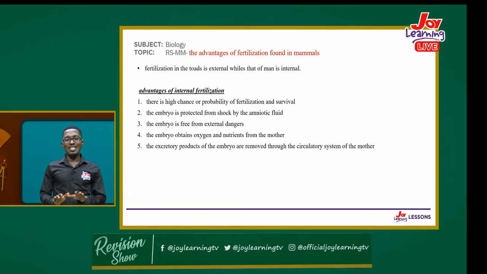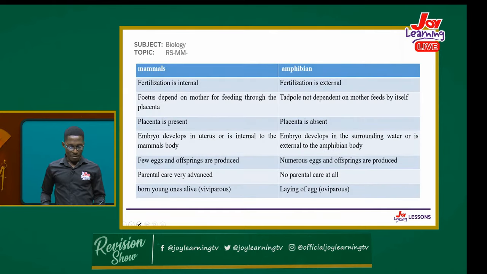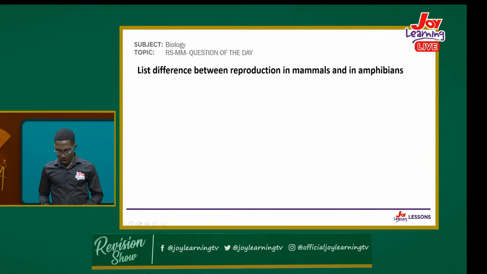I know students are waiting for this segment, the question time segment. We've tried to run you through things that had come in WASSCE and things we think can come. So go over it, think about it, and be ready for us to zoom in to our question of the day, the one that we projected throughout the whole day, that lists differences between reproduction in mammals and in amphibians.